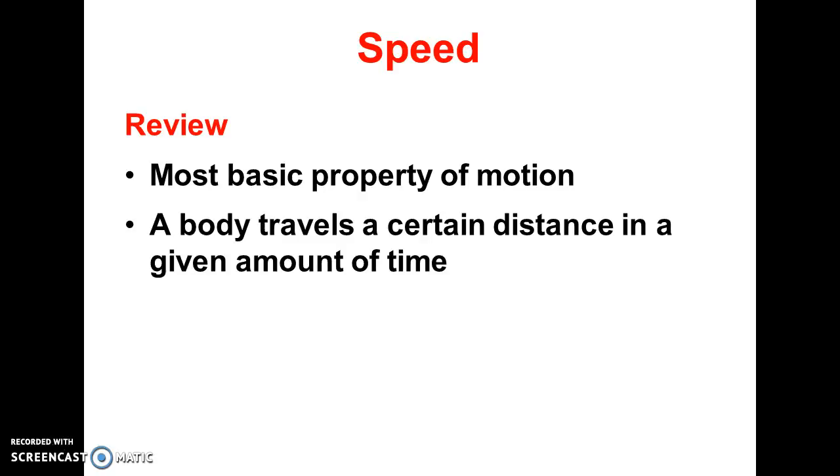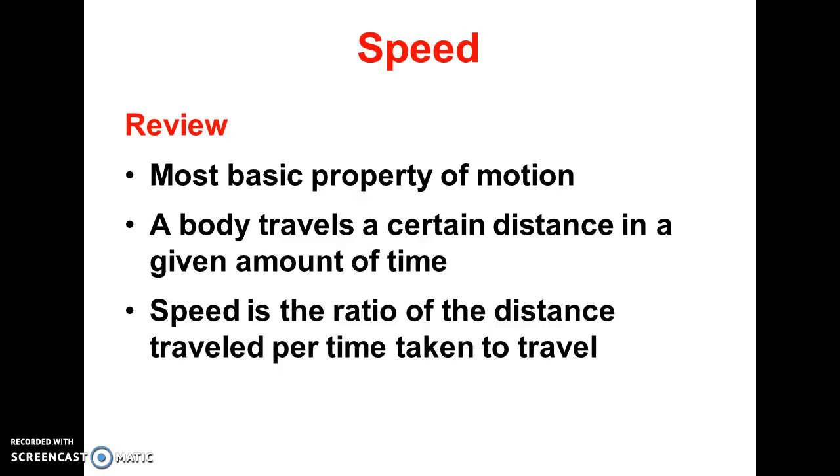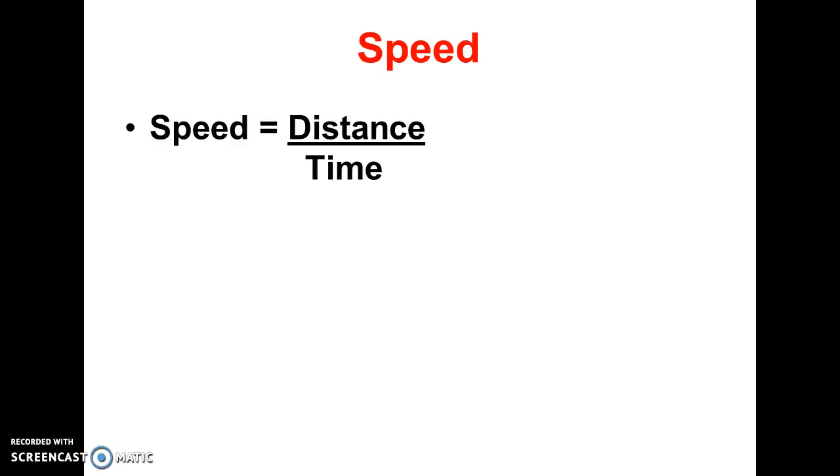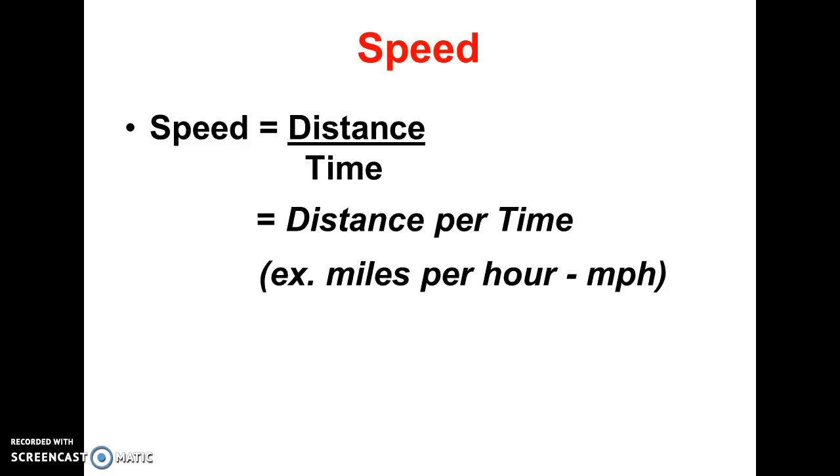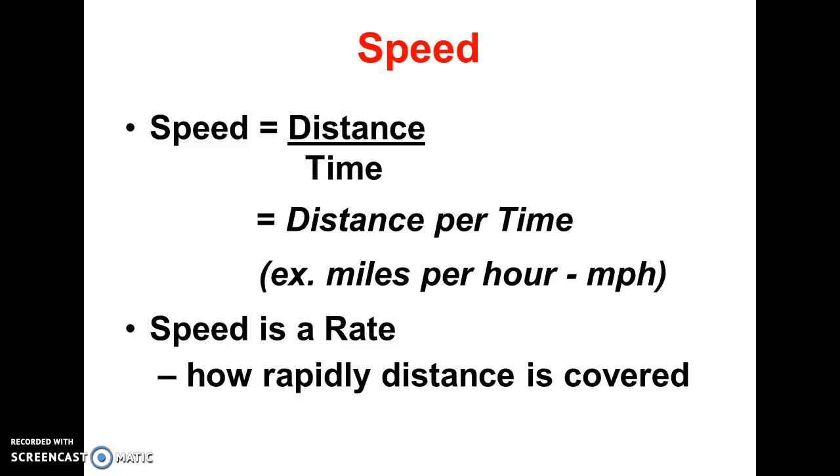A body travels a certain distance in a given amount of time. Speed is that ratio: the ratio of the distance traveled per the time taken to travel. The equation for speed is equal to distance divided by time. Most of you are probably familiar with miles per hour. That's the same thing as a distance per time. Speed is just a rate, just how rapidly the distance is covered.